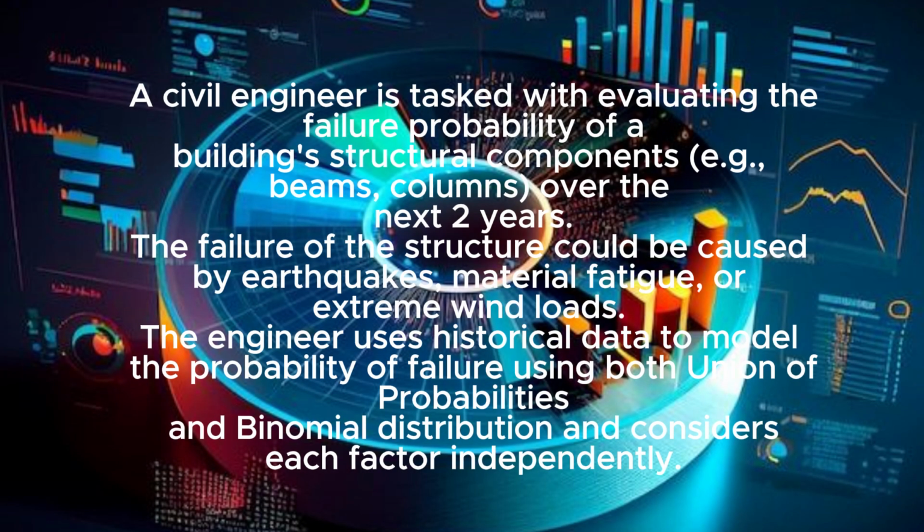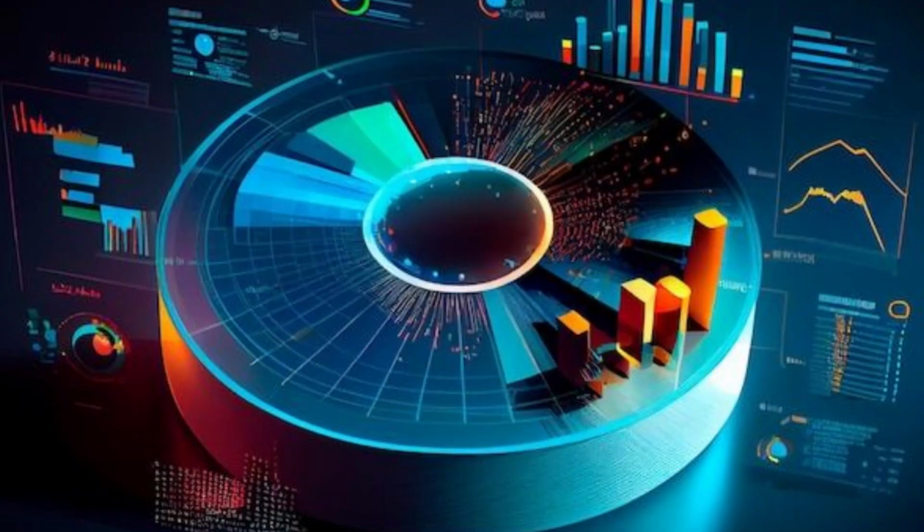So good morning everyone. Today we're going to talk about a civil engineer tasked with evaluating the failure probability of building structural components, for example beams and columns. Over the next 2 years, the failure of a structure could be caused by earthquakes, material fatigue, or extreme wind loads. The engineer uses historical data to model the probability of failures using both union of probabilities and binomial distribution, and considers each factor independently.